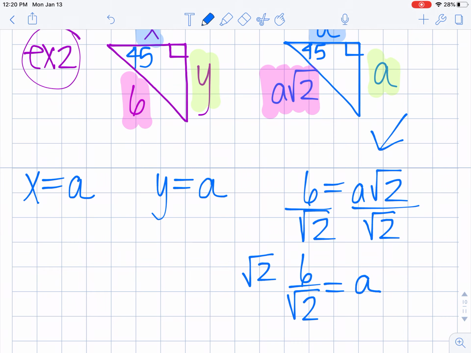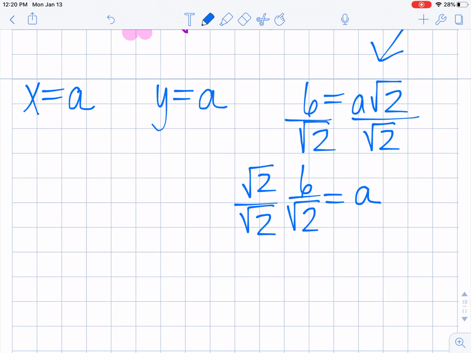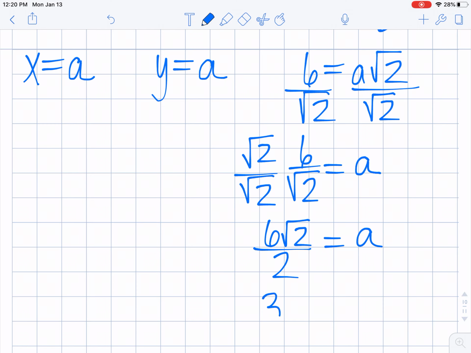We multiply the top and the bottom by whatever the denominator is. In this case, it's the square root of 2. So square root of 2 times 6 is 6 times the square root of 2. And square root of 2 times the square root of 2 is 2. In this case, we can simplify a little bit more because I can divide. 2 goes into 6 evenly. It goes in 3 times. So my final answer for a is 3 times the square root of 2.